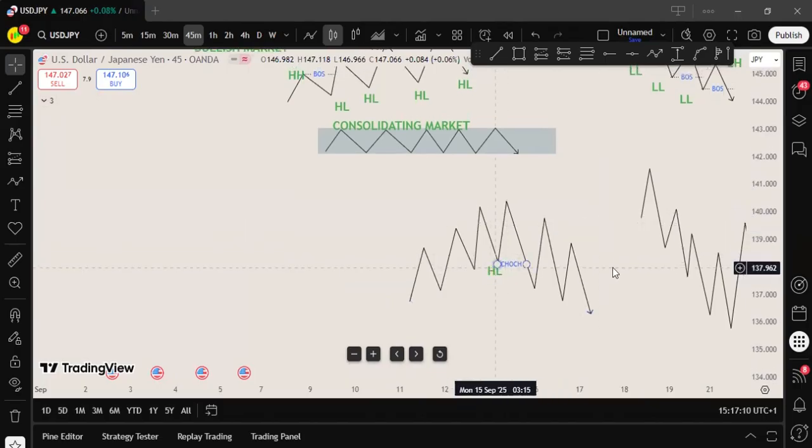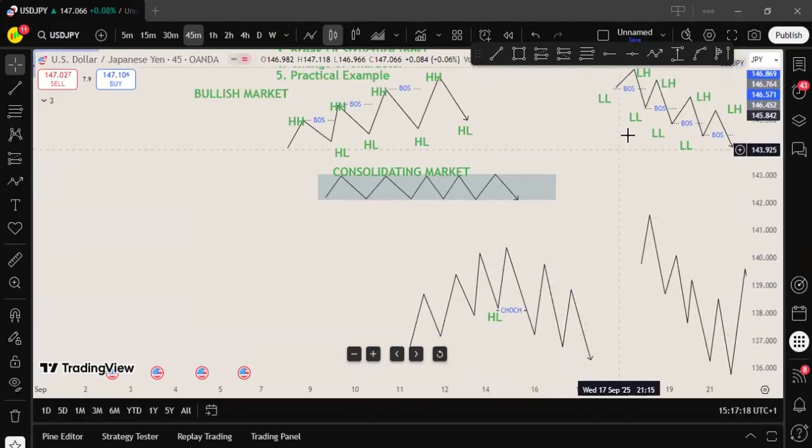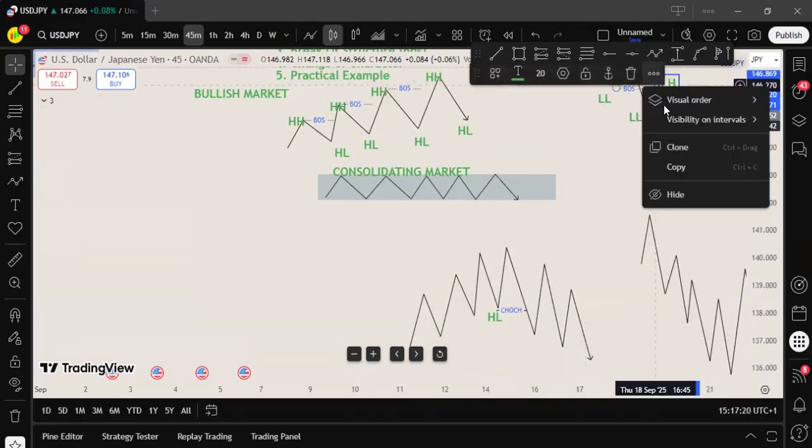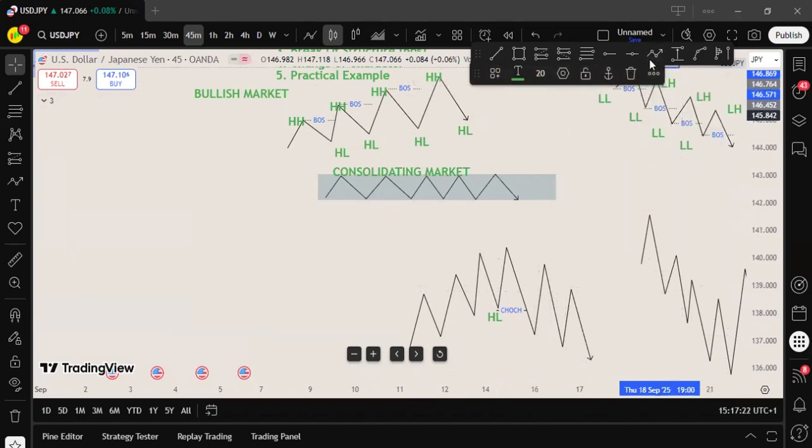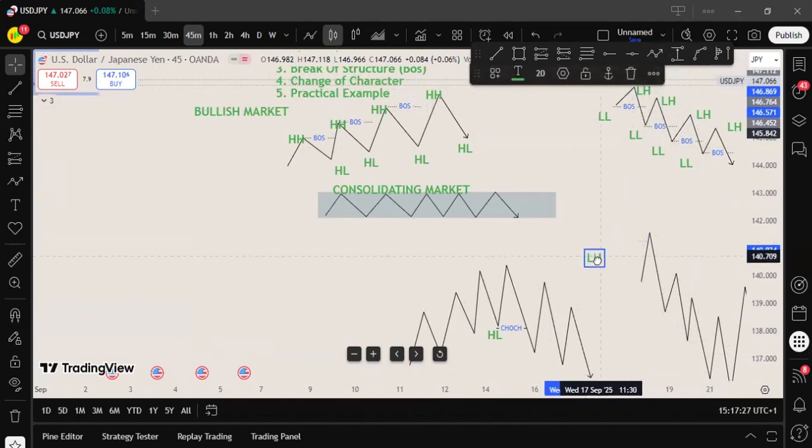With this kind of example, we are seeing that the market is in a bullish trend, then the market changes to a bearish trend, creating a series of lower highs, lower lows, lower highs, lower lows, lower highs, then a lower low.